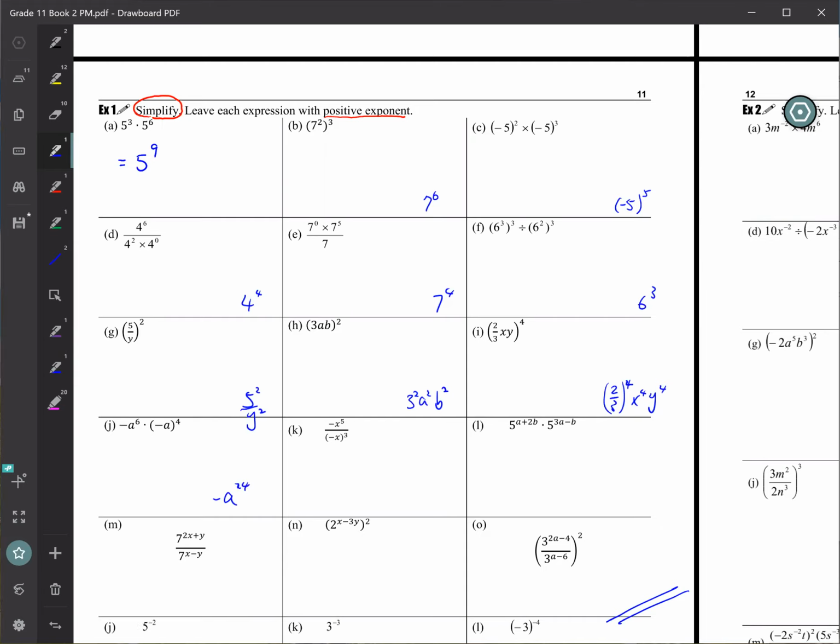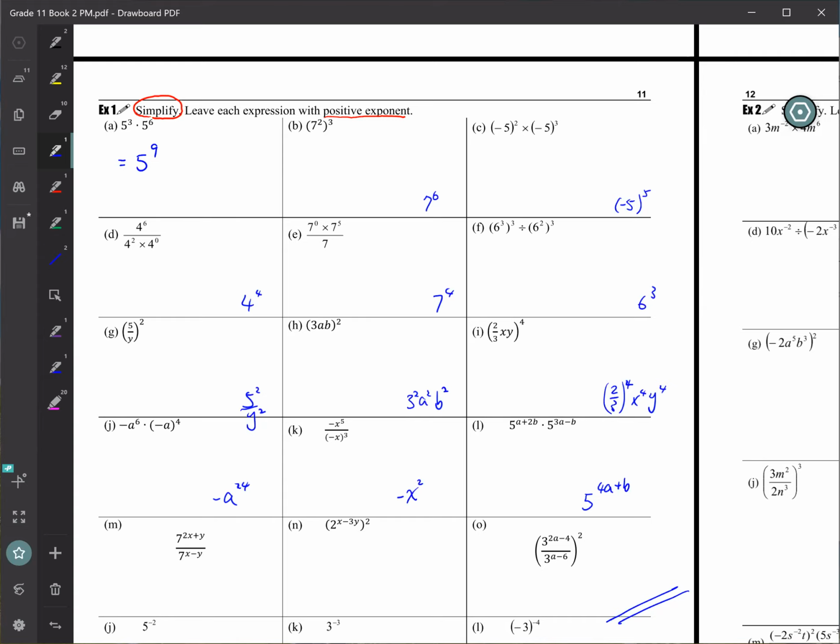K for Kevin. We don't have Kevin. Too bad. Okay, K for Jawan. Do you have K? Negative x to the power of 2. Is that what you said? Yeah. Oh, okay. Right. L, Marcus. 5 to the power of 4a plus b. Okay. Next one.